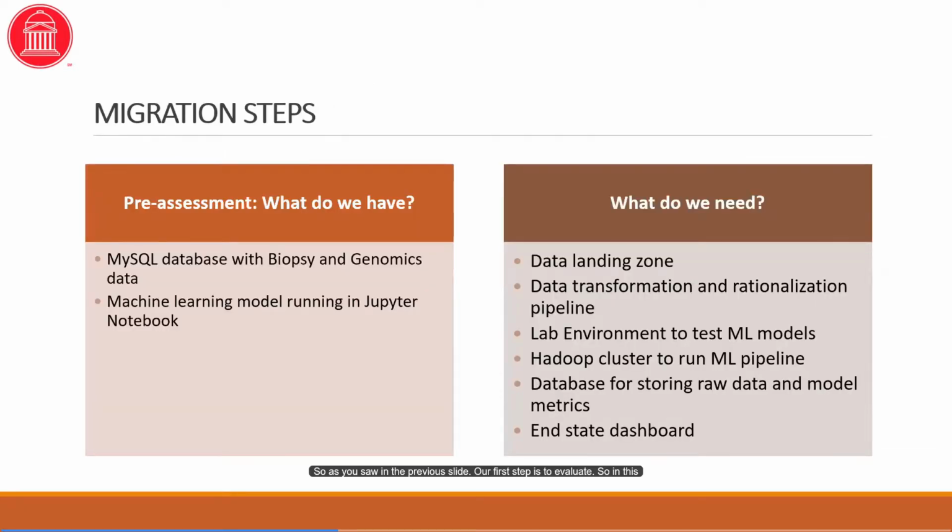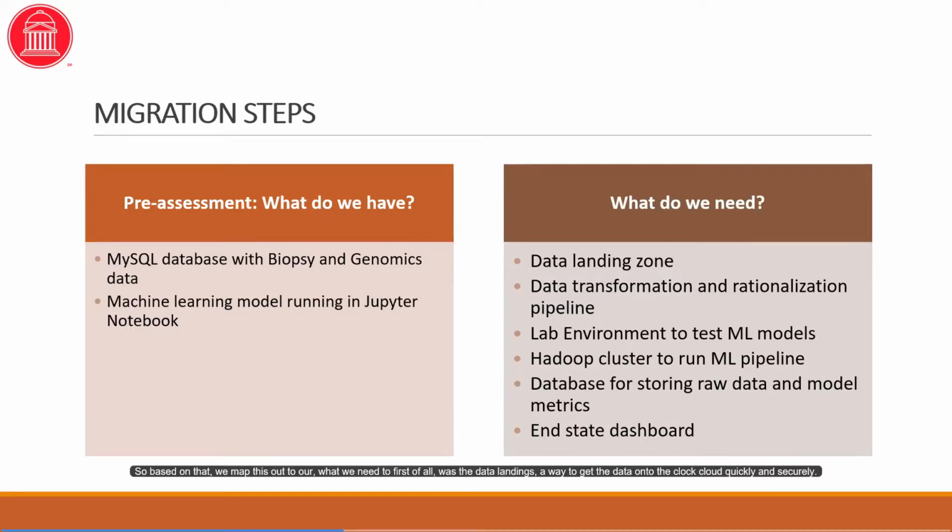As you saw in the previous slide, our first step is to evaluate. In this step, we took a pre-assessment. So what do we have? We have a MySQL database with biopsy and genomics data, as Lei mentioned. So we have data around breast cancer tumor biopsies, dimensionality, things like that, as well as genomic sequencing data. Additionally, as she mentioned, there was a machine learning model running in Jupyter Notebook. All of this was running locally on premises.